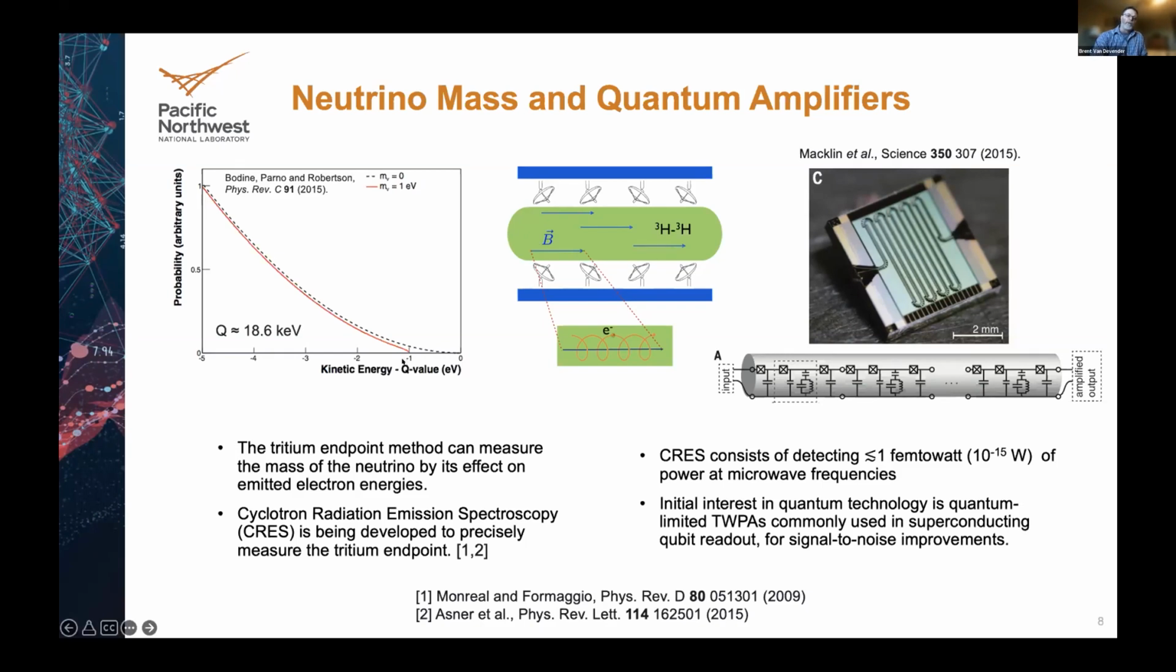In this upper plot, you can see this shortfall in energy of the electrons taken away by the mass of the neutrino. Our proposed way of doing this is by having that tritium decay in a strong magnetic field that traps the electrons, such that they'll emit a very weak femtowatt, 10 to the minus 15 watt scale signal. We can detect that and use it to deduce the energy of that electron with very high precision. But a femtowatt is a really weak signal, and we are really starved for signal to noise ratio there.